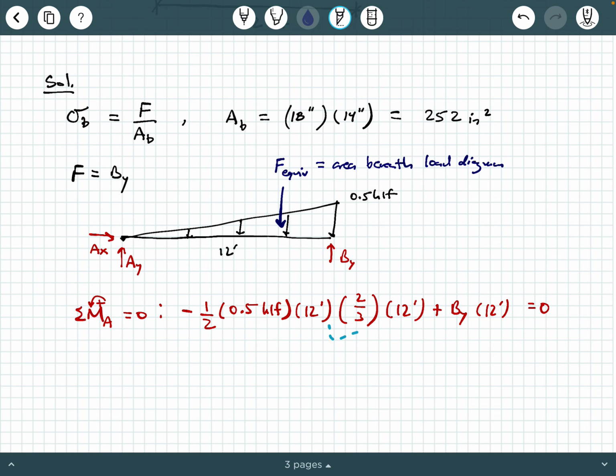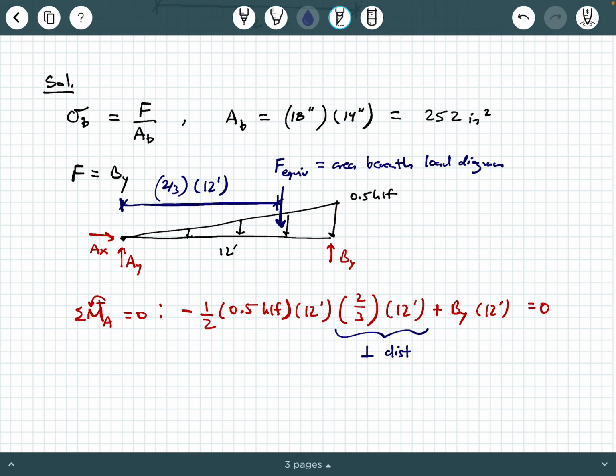Now, where does the 2/3 times 12 feet come from? Well, that's the moment arm, okay? So this right here is our perpendicular distance, or our moment arm. So that is this distance right here to point A. That's 2/3 of 12 feet. So if you remember, the centroid of a triangle is located at 2/3 the distance away from the tip of the triangle, or 1/3 of the distance away from the face of the triangle, okay? So that's where the 2/3 comes from.